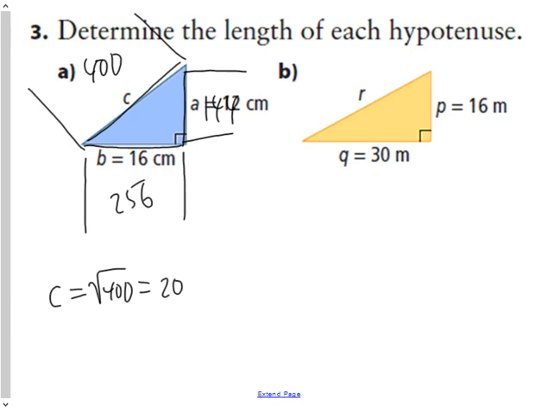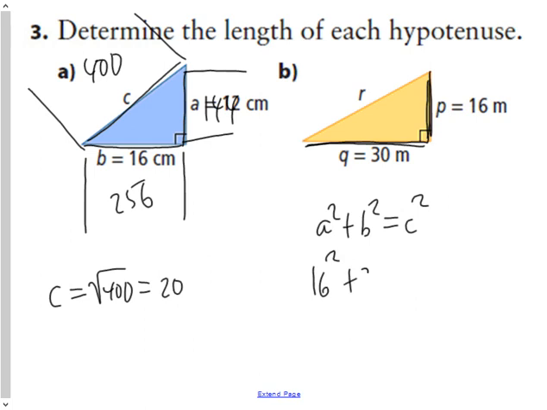In the second question, we're going to use our formula, which is a squared plus b squared equals c squared. A and b represent legs. So this is a leg and this is a leg. Now, it doesn't matter which is a and which is b. Usually, I make the height of the triangle the a when I do it, but it doesn't matter. So I'm going to put 16 squared plus 30 squared equals r squared, or the area of the squares attached to the legs equal the area of the square attached to the hypotenuse.